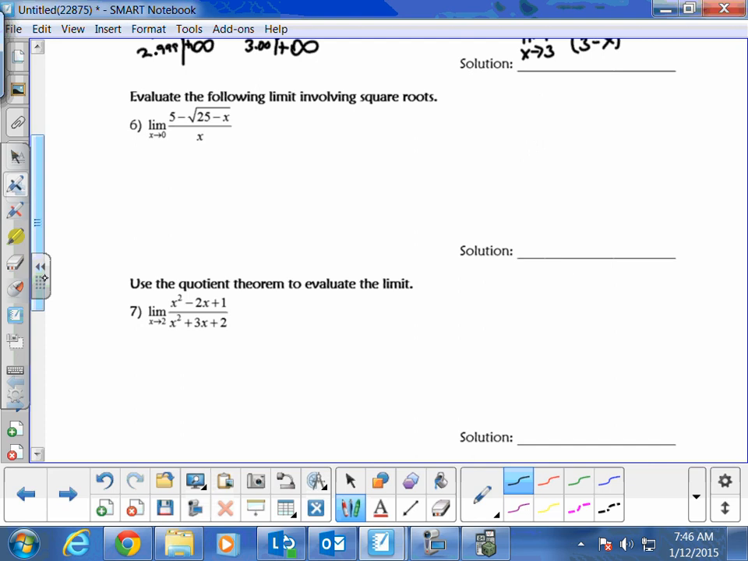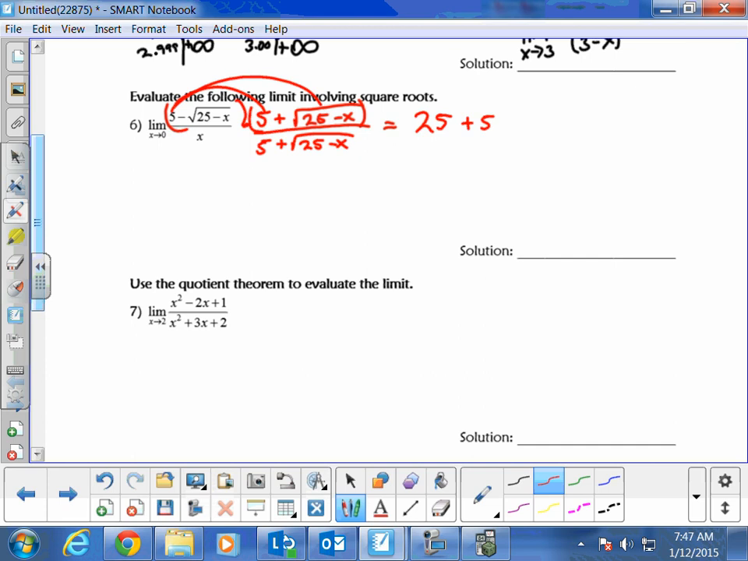Evaluate the following limit involving square roots. What we're going to do with this one is multiply by the conjugate of the numerator in order to evaluate this. So the first thing we're going to do is multiply by 5 plus the square root of 25 minus x. We do it in the numerator and the denominator to keep it mathematically balanced. We do this like FOILing. 5 times 5 is 25. 5 times the square root of 25 minus x. And then negative times this, which is negative 5 times the square root of 25 minus x.